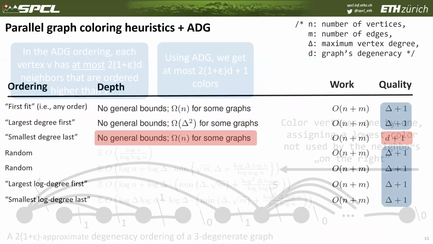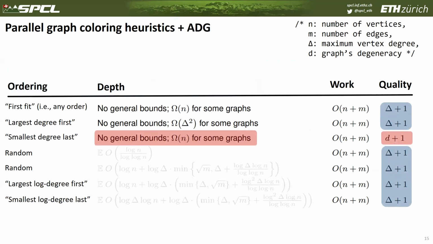our ADG scheme. So if we now take a look at this table, we add our ADG scheme at the bottom, and the quality bound that we are going to have is only a little bit more than twice as worse in the worst case as the quality bound for the scheme based on the smallest degree last order that uses strict degeneracy ordering.